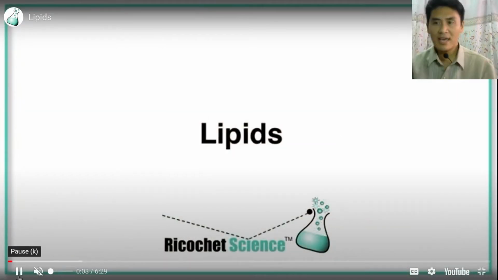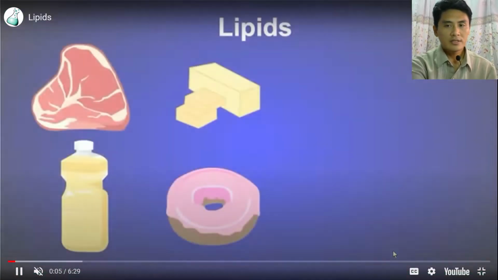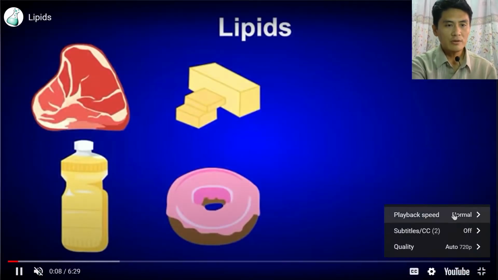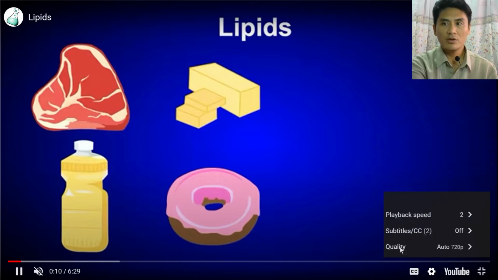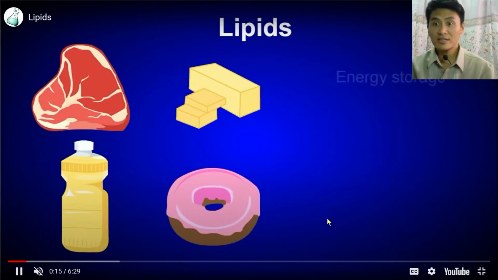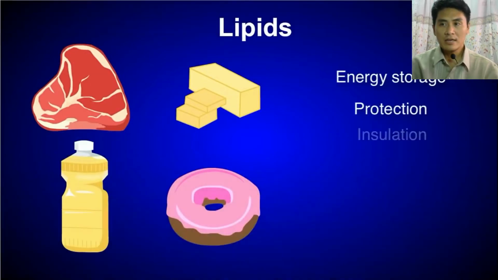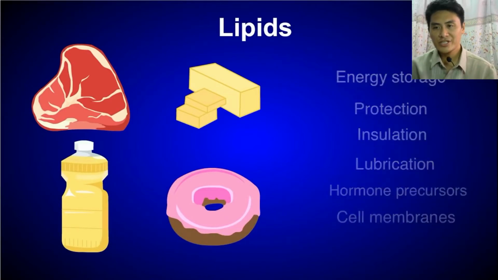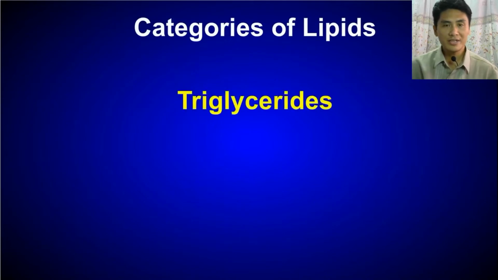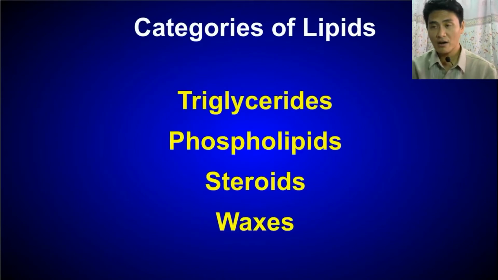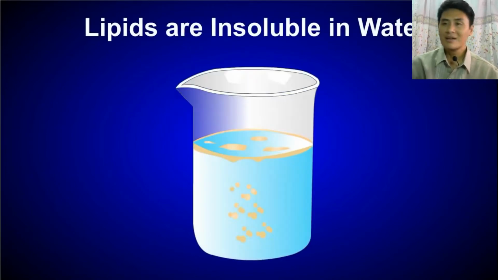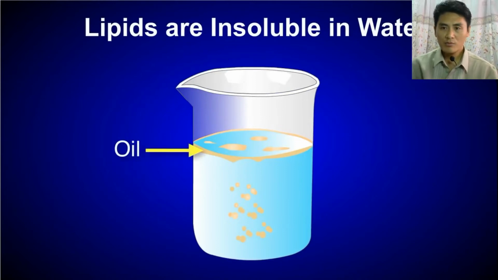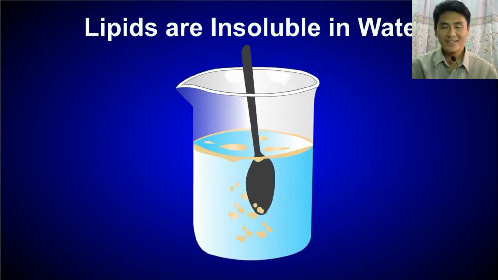So lipids are, again, just to summarize, insoluble organic materials that you can find in biological systems, and they are used for energy storage, protection, insulation, lubrication, as hormone precursors, and as cell membranes. There are four subtypes of lipids: triglycerides, phospholipids, steroids, and waxes. All of them are insoluble in water, right? And the first thing that we are going to focus on is the triglyceride.